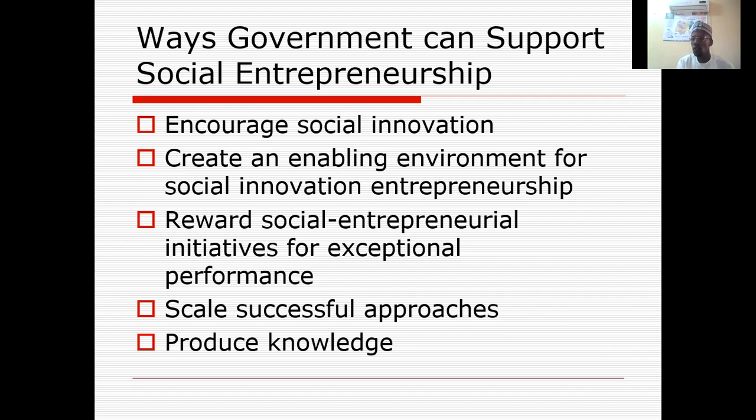Number one, encourage social innovation by rewarding exceptional social innovation. When somebody comes up with a very creative idea to solve a particular social problem, government should reward that innovation so that other people will see and be encouraged. Then create an enabling environment for social innovation and entrepreneurship. Government can help by providing the necessary social amenities, by making favorable policies for social entrepreneurs, and by providing an avenue where social entrepreneurs can access funding with ease to support their social innovations. Also, reward social entrepreneurial initiative for exceptional performance, and then scalable approaches.